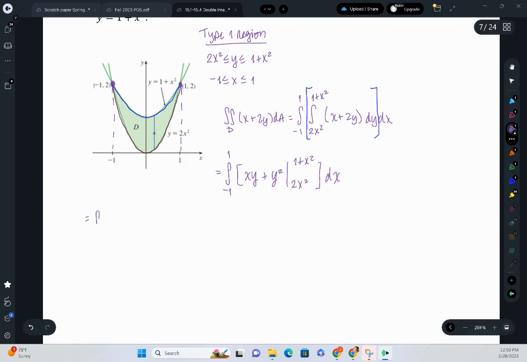Okay, next line. I'm going to go ahead and evaluate. Everywhere there's a y, I will put in my bounds. So in the first piece, I have x times 1 plus x squared plus 1 plus x squared all squared, minus, and now I'll plug in 2x squared for y. I get x times 2x squared, and then plus 2x squared all squared, and then this is all dx.